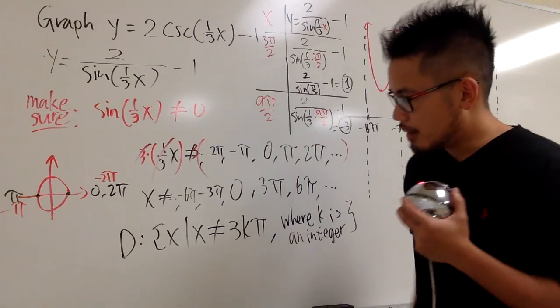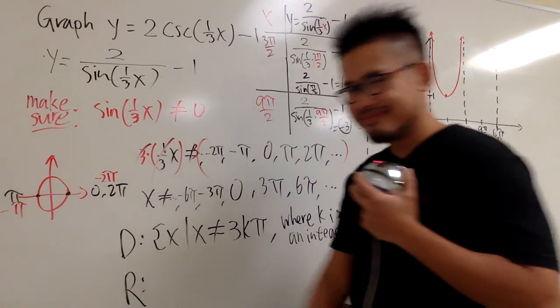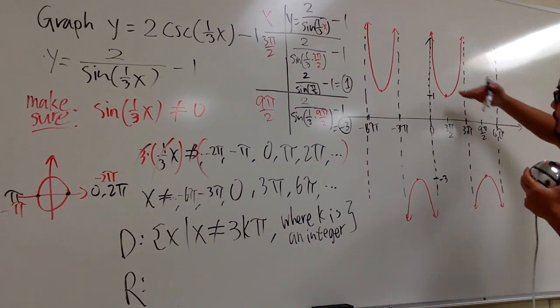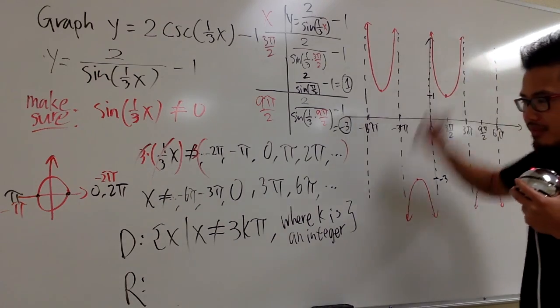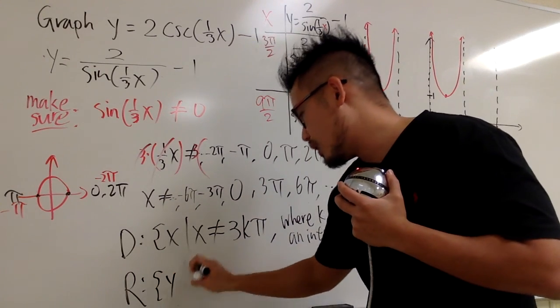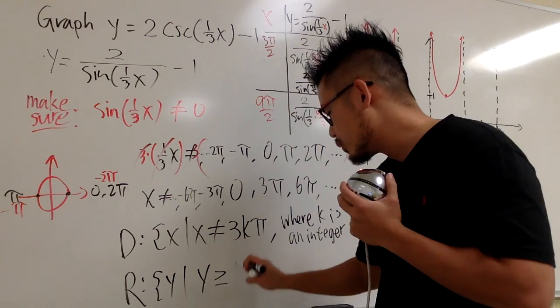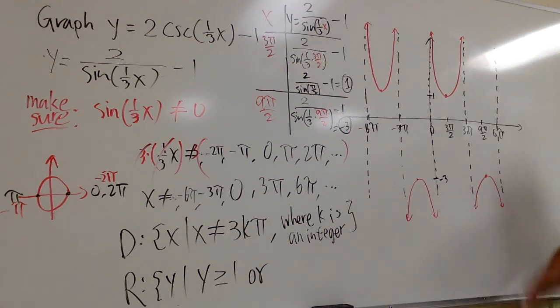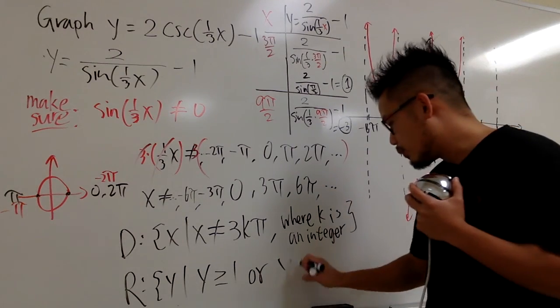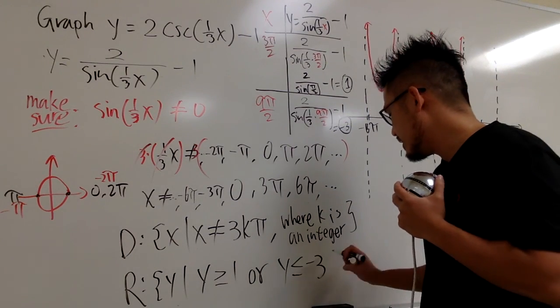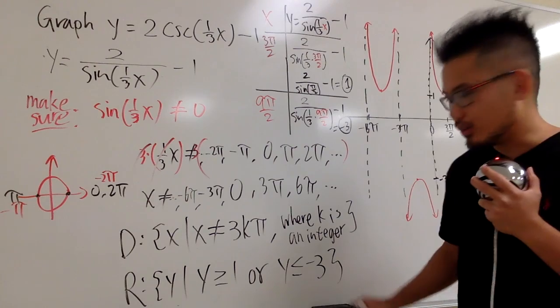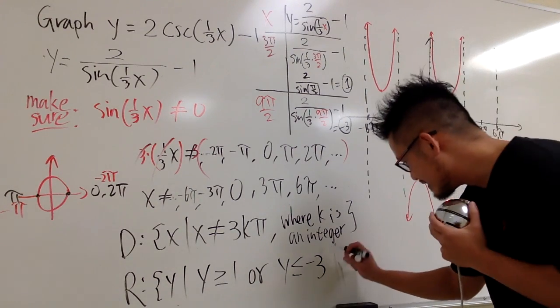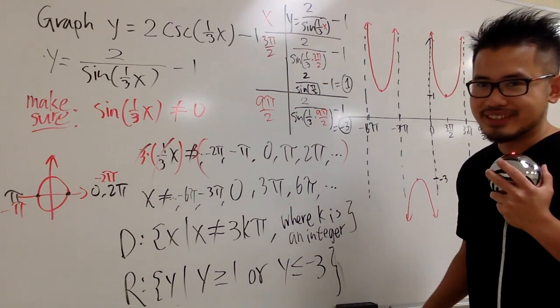How about the range? So from here is 1 and above. So the range is the set of all the y values such that y is bigger than or equal to 1, or this and below, -3, right? So y less than or equal to -3. And then we are all done. This is the set builder notation. That's it.